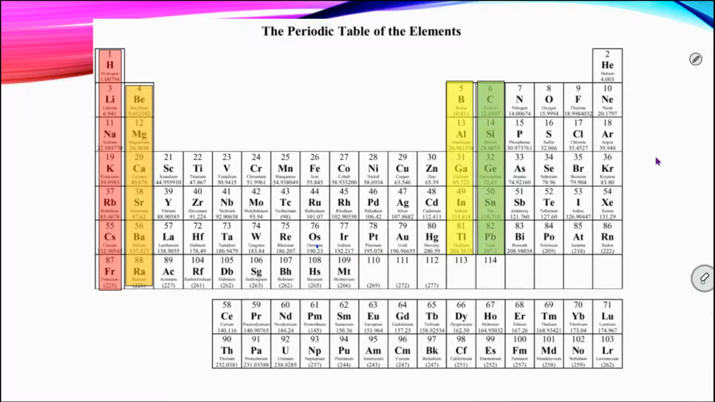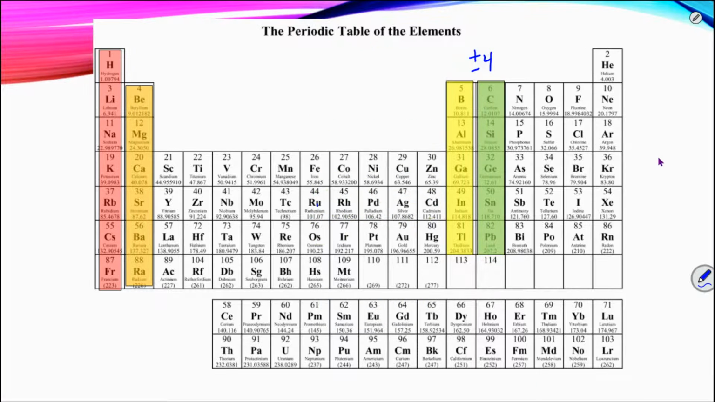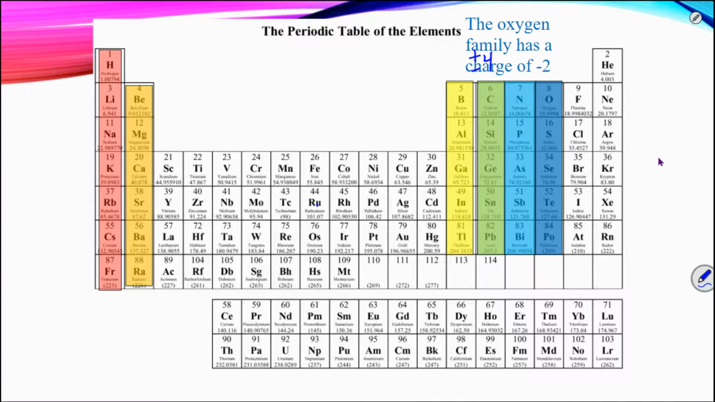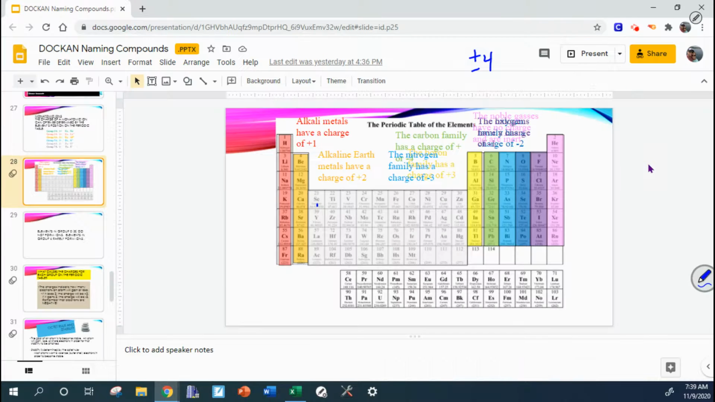And then the carbon group, this is not in your notes, but if you want to write it in, you can. Carbon can be plus or minus 4. And then the nitrogen group has a 3 minus charge. Oxygen group has a 2 minus charge. Halogens have a 1 minus charge. And then the noble gases, they don't have a charge. 0. So we're going to leave those blank.